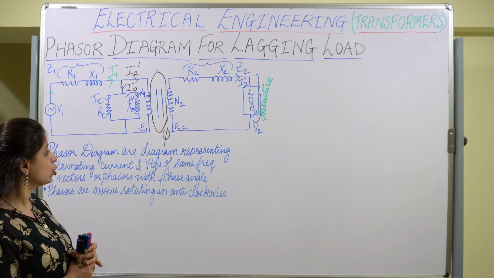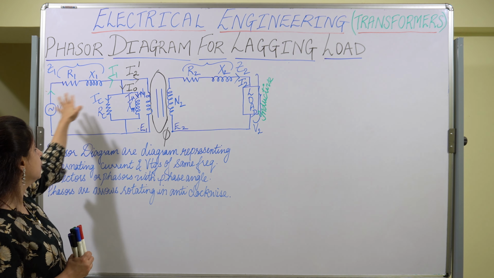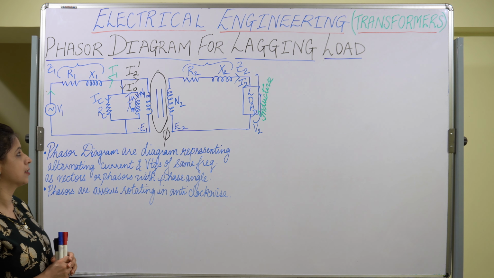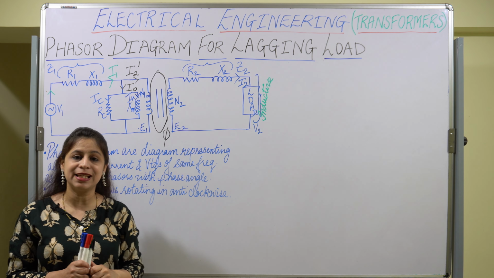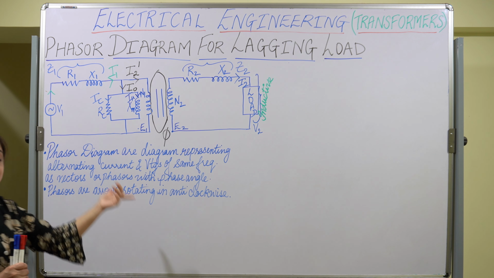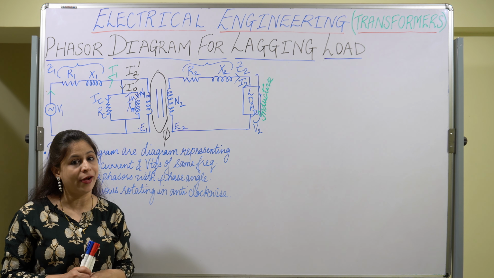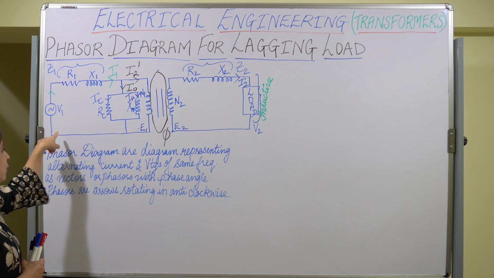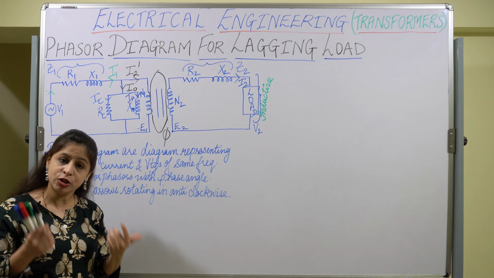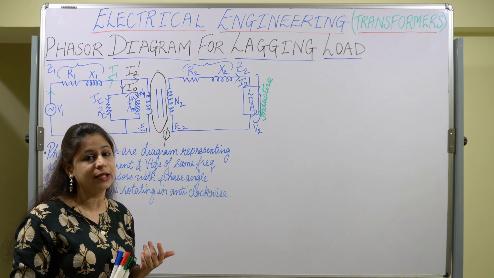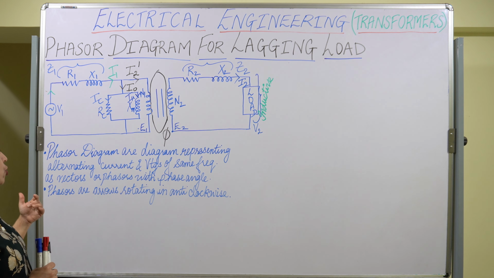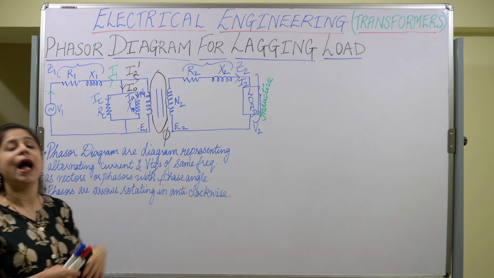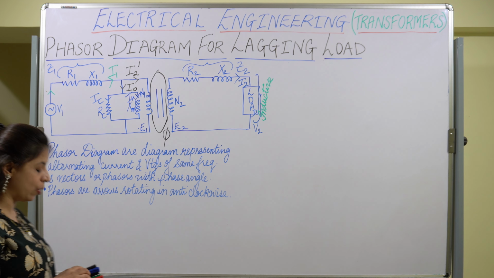Let us see how the KVL equation looks like in this circuit. We have to apply the KVL and KCL equations in this circuit, and those equations we will be using for drawing our phasor diagrams. So let us start applying Kirchhoff's voltage law, which you all have already studied in class 12. Let us start writing the equation for the KVL at the primary side first, and then at the secondary side.